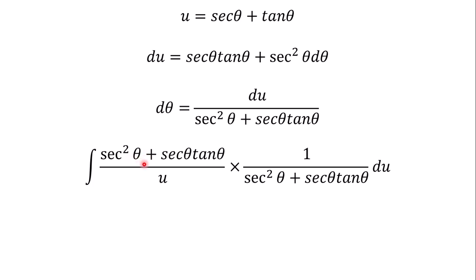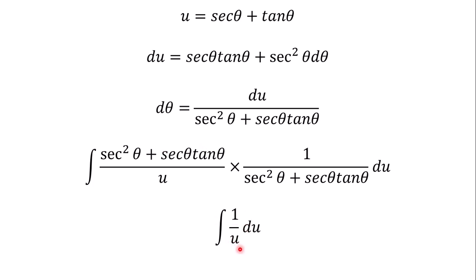secant theta plus secant theta squared plus secant theta tan theta over u, times 1 over secant theta plus secant theta plus 1 over secant theta squared plus secant theta tangent theta. That times, yeah. Here, this one will cancel out with the whole of this one. It will be left with what? 1 over u.